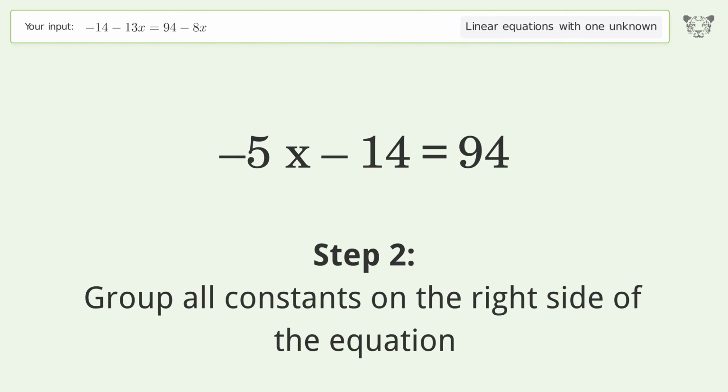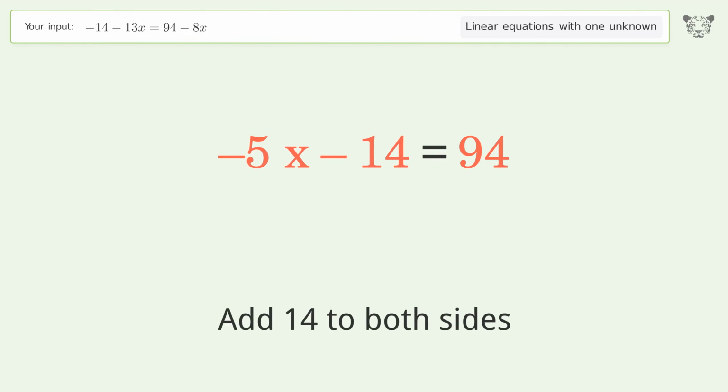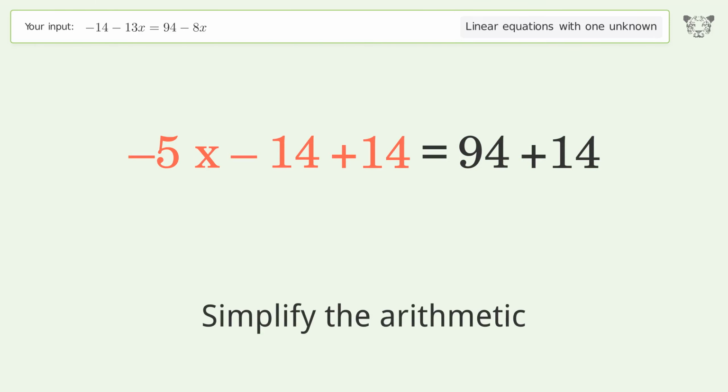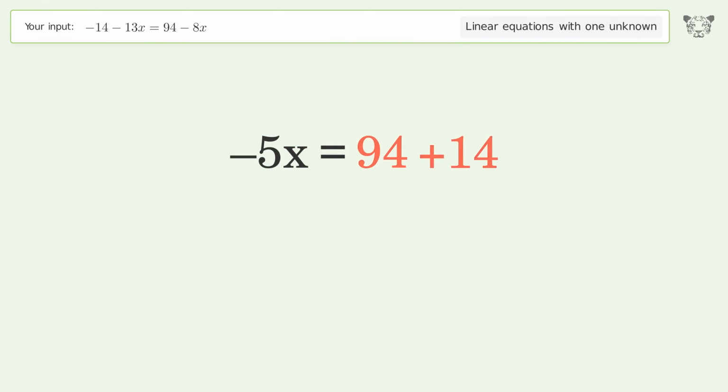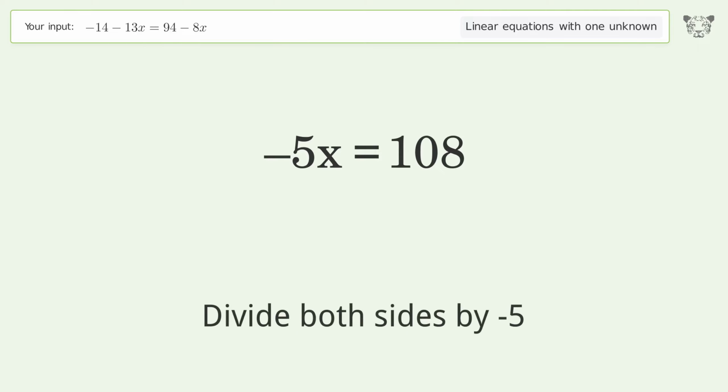Group all constants on the right side of the equation. Add 14 to both sides. Simplify the arithmetic. Isolate the x. Divide both sides by -5.